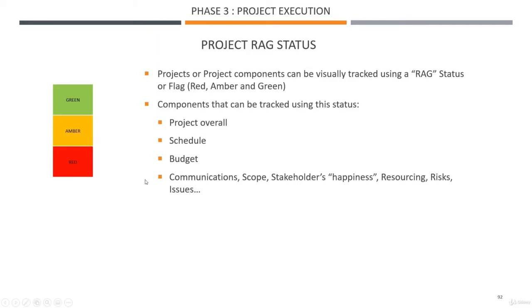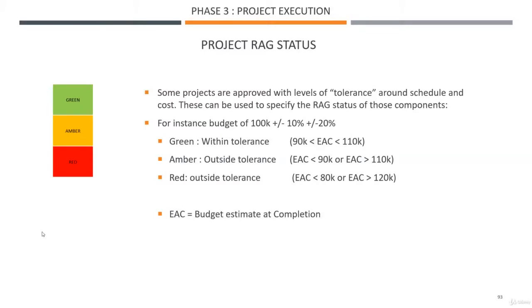Communication, scope, stakeholders, happiness, resourcing, risks, issues. Some companies also have a bit of a formula. If you have 2 of those amber, then the project should be amber. For instance, if you have 1 red, the project has to be at least amber. If you have all greens and 1 red, it's still okay. So as you can see, many ways to use it, but it can be a very powerful communication tool. So now let's move on to the next part.